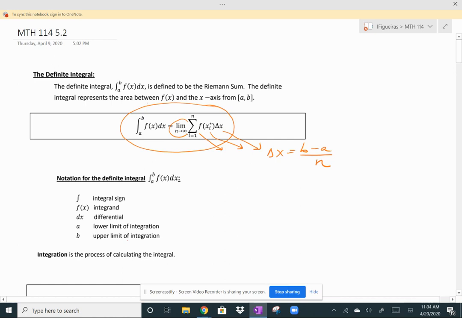Now, as the number of rectangles increases, your estimate gets closer and closer to an exact calculation, which is why we're taking the limit as n approaches infinity, because that means that there are so many rectangles within the space that you are not underestimating or overestimating the computation. So basically, the definite integral represents the area under the curve of f of x from a to b.